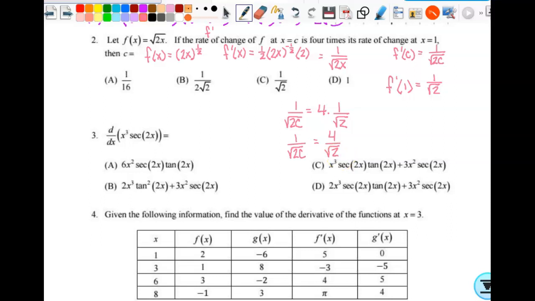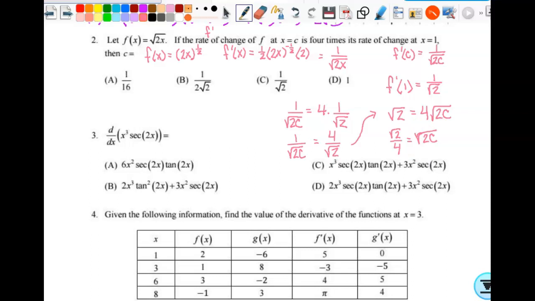All right, does everybody understand why I multiplied that one by 4? This rate of change is 4 times this one. Okay, so now what could I do next? I can cross multiply. So this is going to give me the square root of 2 is equal to 4 square root of 2c. Divide by 4, so I get square root of 2 over 4 equals the square root of 2c.